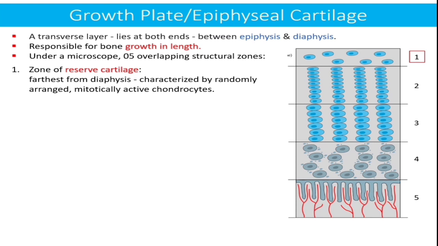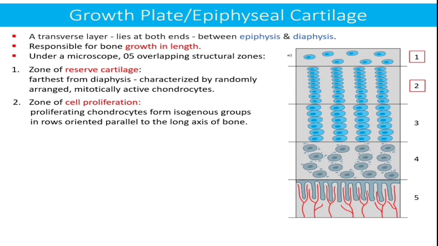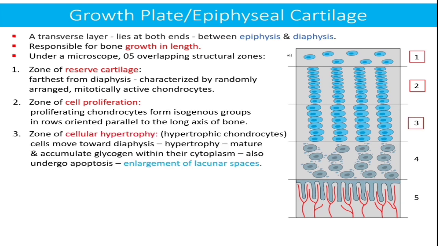Zone 1 is zone of reserve cartilage. This lies furthest from the diaphysis and is characterized by randomly arranged mitotically active chondrocytes. Second is zone of cell proliferation. Proliferating chondrocytes form isogenous groups in rows oriented parallel to the long axis of the bone.